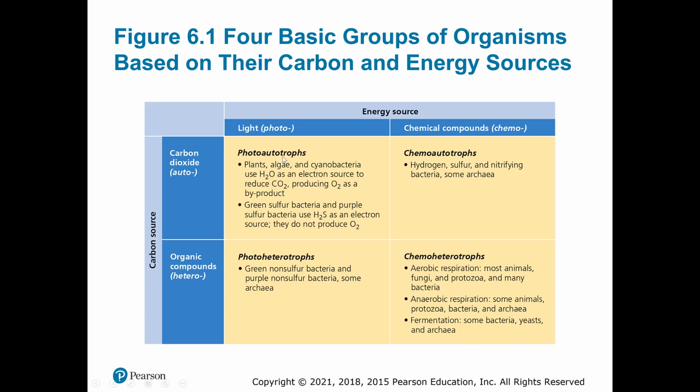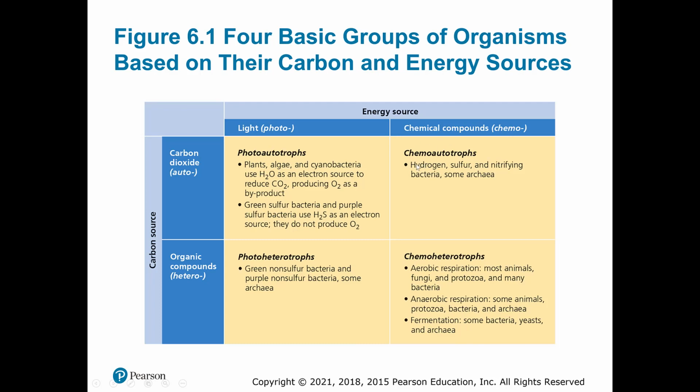Autotroph. Auto has to do with where their carbon source is coming from. And auto means carbon dioxide, an inorganic source of carbon. So a photoautotroph is an organism that gets its energy from light and its carbon from carbon dioxide. A photoheterotroph gets its energy from light, but hetero means the carbon source is from an organic compound like sugar, glucose. We just talked about that in chapter 5. That would be a carbon source. So photoheterotrophs: energy from light, carbon from an organic compound.